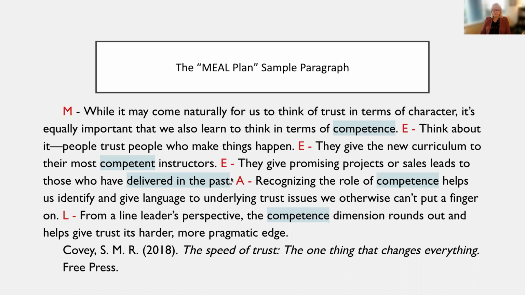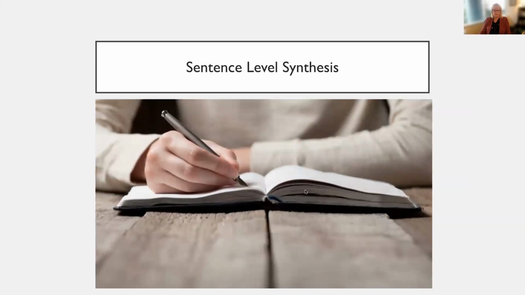And then here's a little analysis from the author. Recognizing the role of competence helps us identify and give language to underlying trust issues. And then finally, there's an L or link referring to competence again and trust. So it's a nicely developed, very popular resource, but I think it helps to demonstrate how this flows. And that's how you use synthesis at the paragraph level.